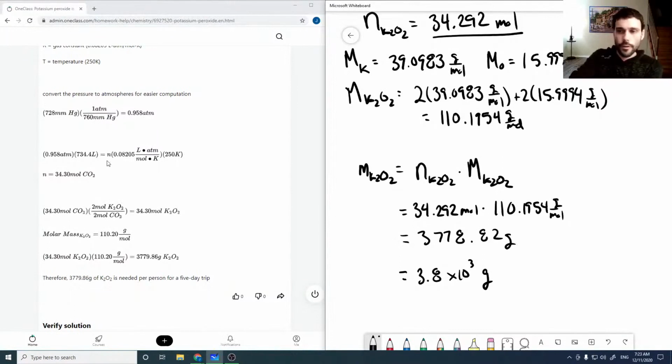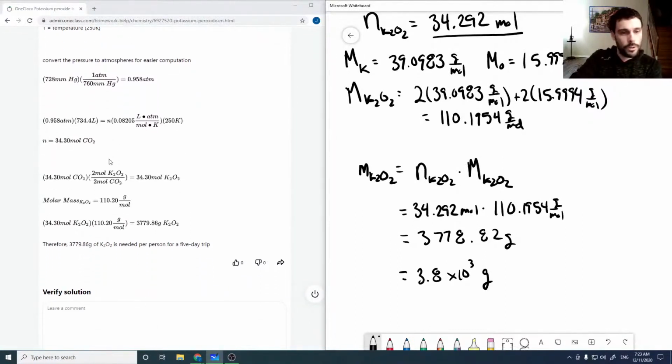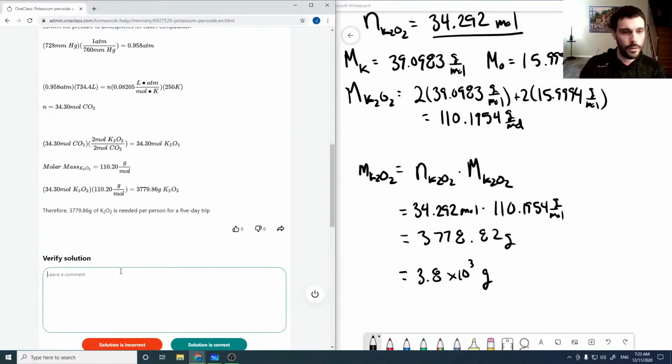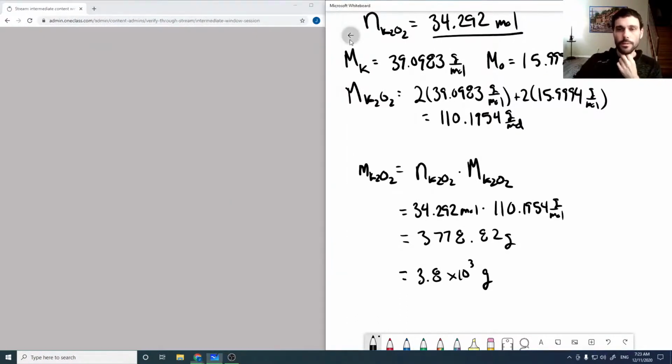34.30 is what they got for their moles, which could be the case for rounding. And depending on rounding errors and how you define your molar mass, the mass in grams comes out to be 377986 for them. A little different, probably due to just definitions of molar mass, but if we round it to 2 significant figures, the 2 answers will be the same. So I'd say the solution is correct. It would only differ in some rounding places.